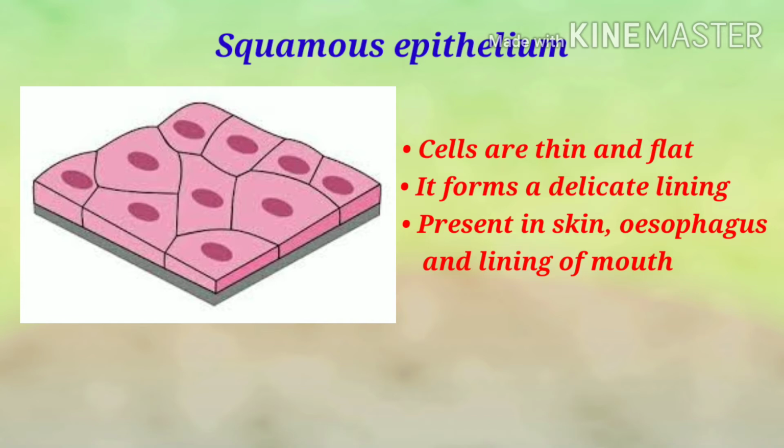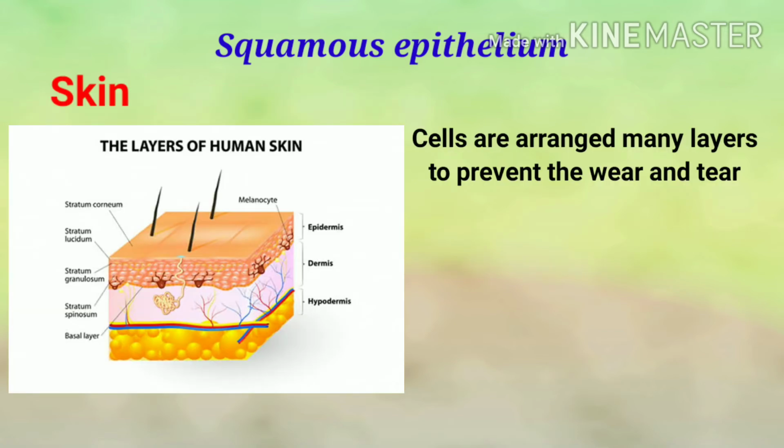Then we can see the squamous epithelium in our skin, esophagus, and the inner lining of the mouth. In our skin, the squamous epithelial cells are arranged in many layers to prevent wear and tear. Wear and tear means if any accident occurs, these layers help to prevent the wear and tear caused by that accident.